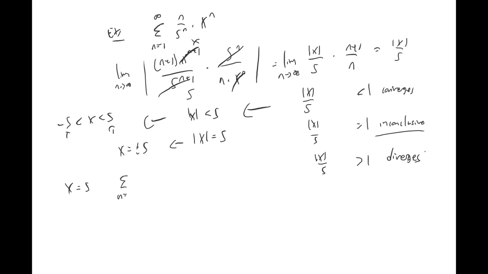So the sum from n equals 1 to infinity of n over 5 to the n, and when x is 5, I just get this. In which case it's just n, and this thing diverges by the test for divergence, because the limit as n goes to infinity of n is not 0. Everyone agree? And then you check x equals -5.